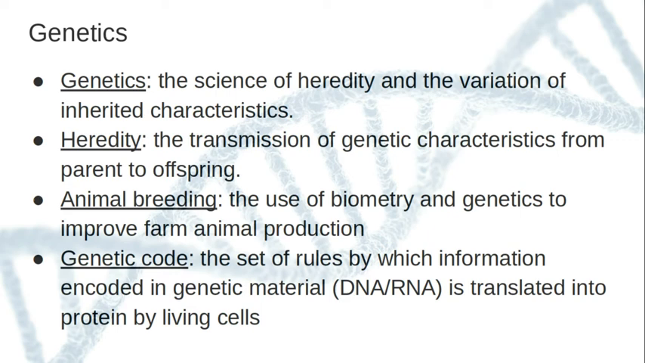Animal breeding. Animal breeding is the use of biometry and genetics to improve farm animal production. So, for instance, we want to get the cow that produces the most milk, or we want to get the chicken that produces the most meat. The last definition is genetic code, and that is a set of rules by which information encoded in genetic material, such as DNA and RNA, is translated into protein by living cells.